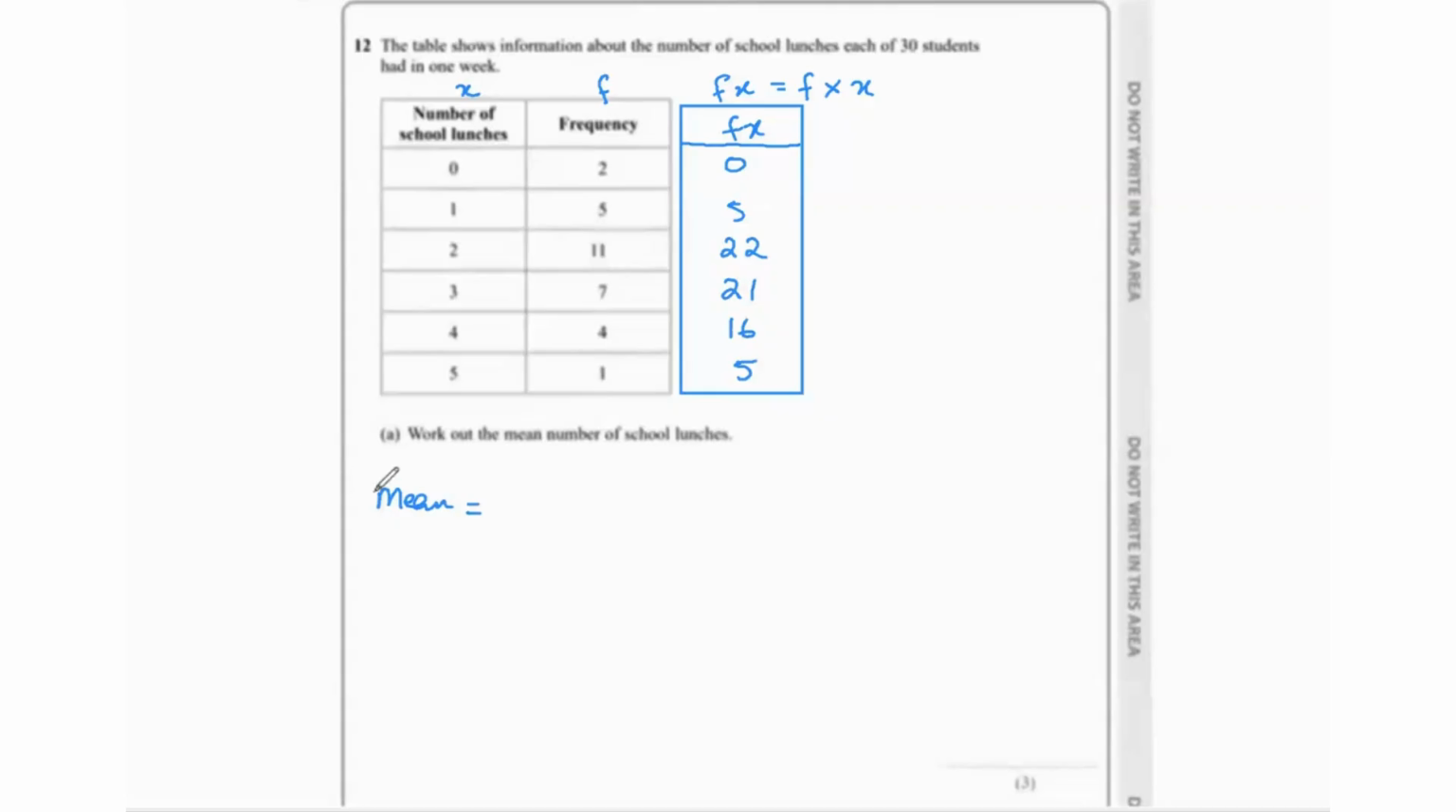So mean basically has the formula of sigma fx over sigma f. Sigma means sum. So sigma fx would be the sum of 0, 5, 22, 21, 16, and 5. Then we divide that by the sum of frequency, which is already identified in the question as 30. So sigma f is 30. So when you plug it in the calculator, what you should get is 2.3. That is the mean number of school lunches.